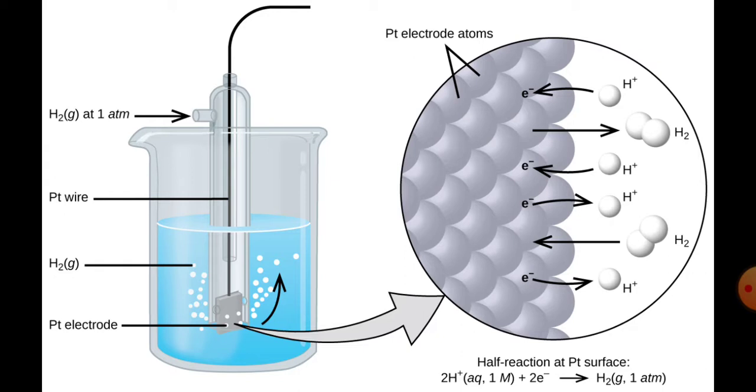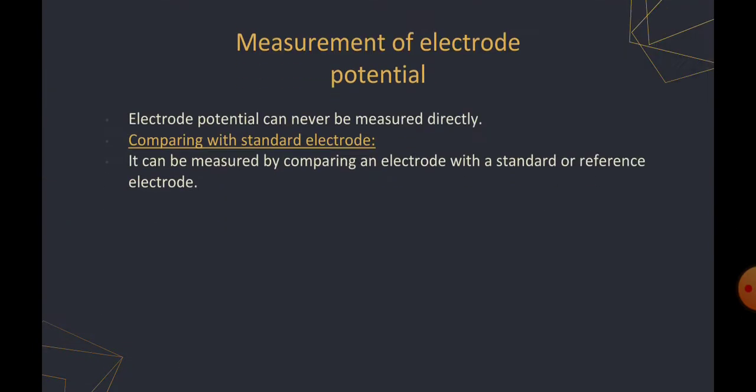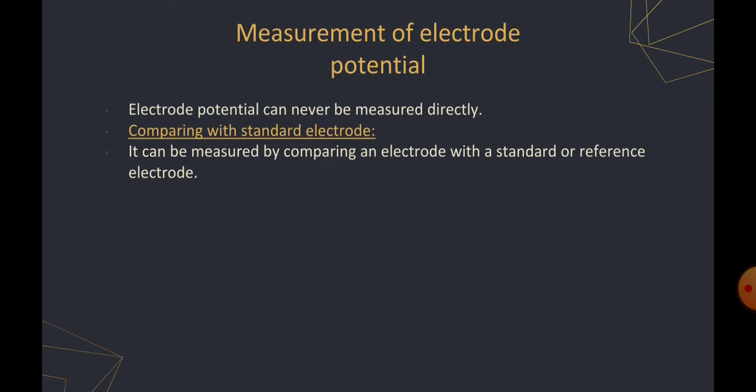So if oxidation occurs, we call it a standard oxidation hydrogen electrode, and if it is a reduction, then we say it's a standard reduction hydrogen electrode potential. How do we measure the electrode potential? We cannot measure it directly. If we have to measure the electrode potential, we must compare it with a standard electrode. One of the standard electrodes, as we already said, is the standard hydrogen electrode.